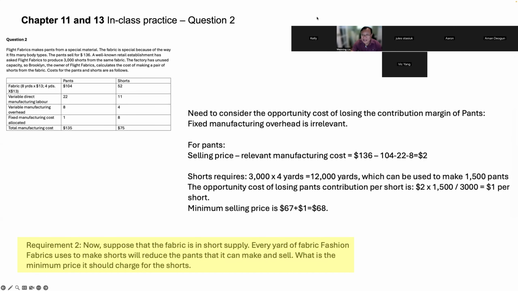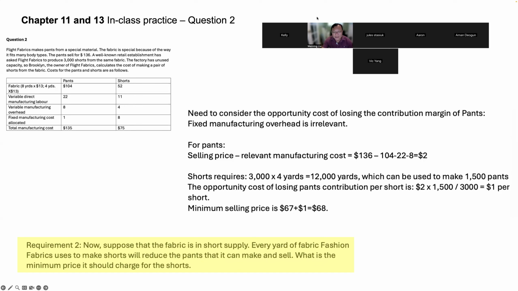Okay, so if you understand this answer to this question, please give me a thumbs up. 1, 2, 3. Okay, thank you very much. If you don't understand this question, please ask me a question. Okay, I will move on.